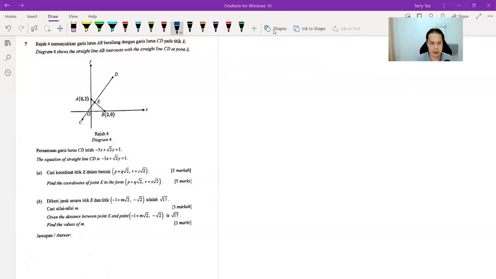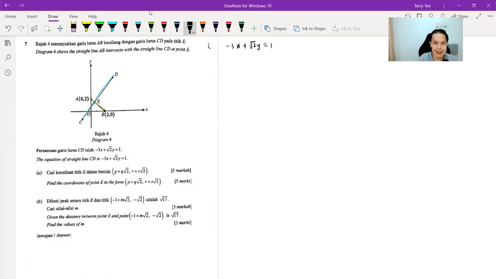Okay, question number 7. Now, this is a combination of the chapters Surds, Indices and Logarithm, particularly Surds, and also the coordinate geometry. Here we are given the equation of straight line CD. This is your line CD here. Your equation is minus 3x plus surd 2 y equals 1. If you want to find coordinate point E, E is the intersection between line AB and line CD.